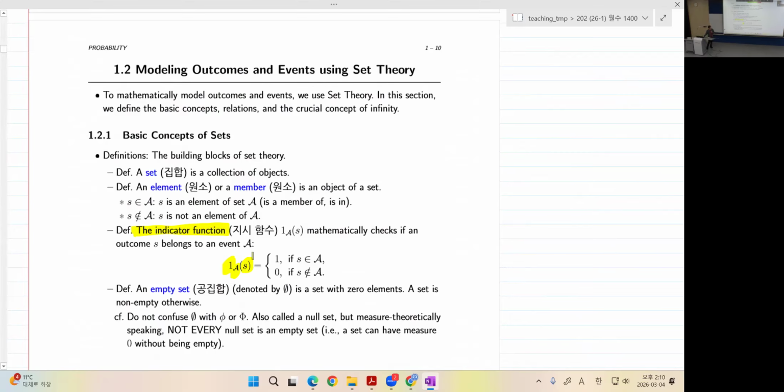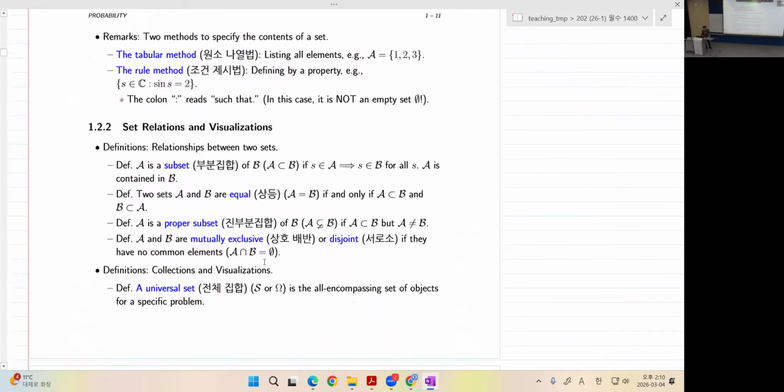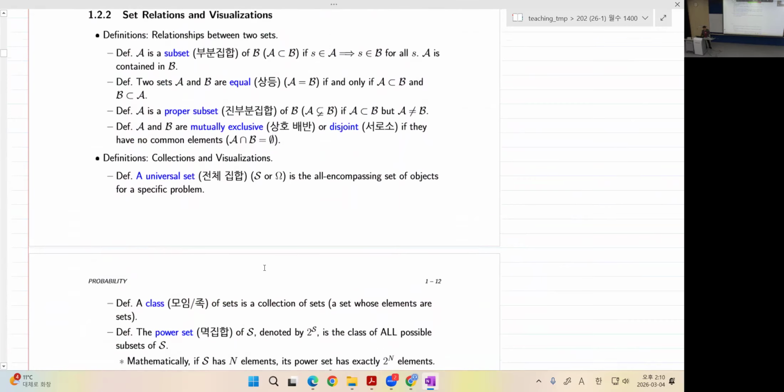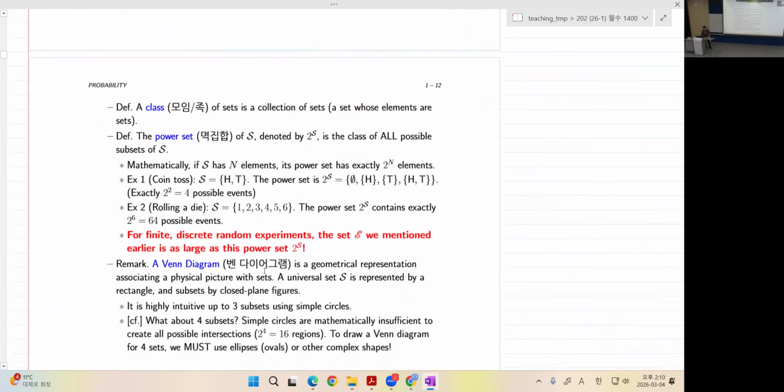And the value is either 1 or 0. And what else? Subset, mutually exclusive. And here goes another one. When you want to define a set of sets, which is a very, very dangerous definition, we don't want to say set of sets. We usually say group of sets or collection of sets.